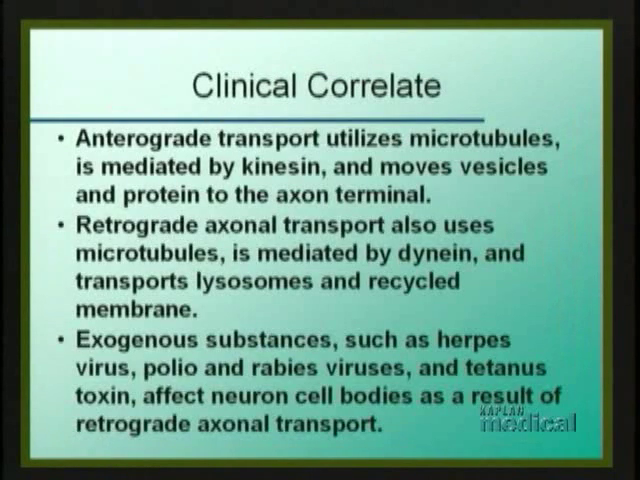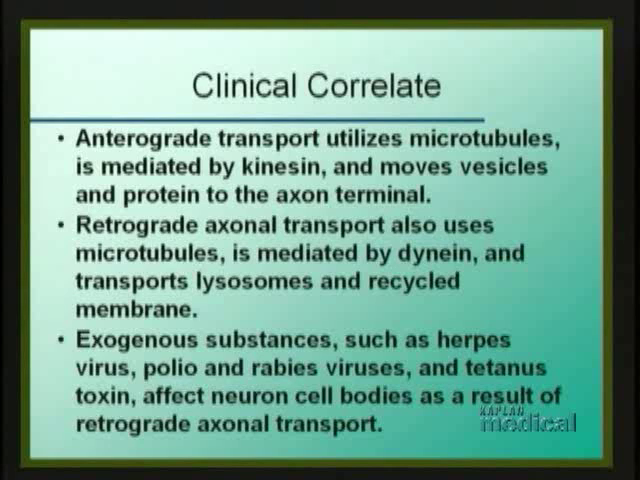Now, let's summarize the transport process, what subcellular organelles are facilitating it, and how it's mediated. Anterograde transport, as well as retrograde axonal transport, both utilize microtubules. But there are different ATPase motor molecules that drive the transport process. So you can see on this figure, anterograde axonal transport is driven by the ATPase motor molecule kinesin. And basically, as we indicated, it helps move vesicles, neurotransmitter, proteins, and so on down the length of the axon from the cell body to the axon terminal.